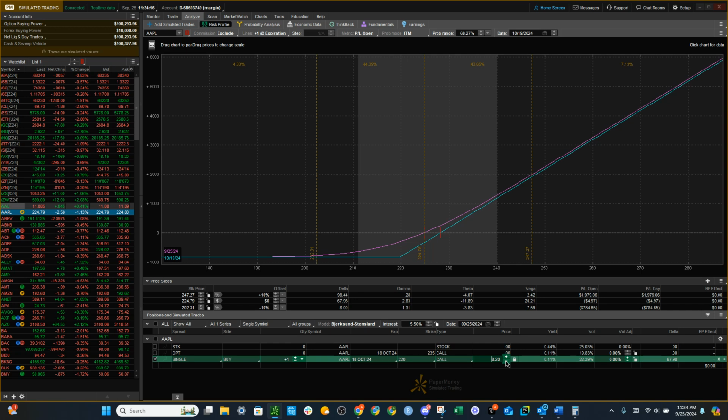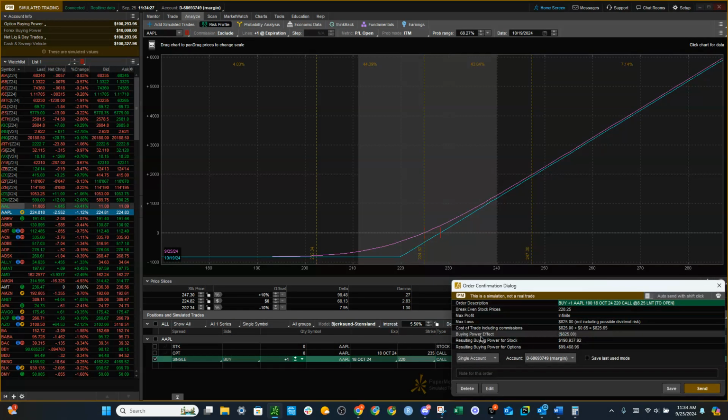When you buy options, you want to buy cheaper, and when you sell out of it, you want to sell at a higher price. Okay, right click, confirm and send. I'm going in with my limit price, right? So that's why this comes up as limit.